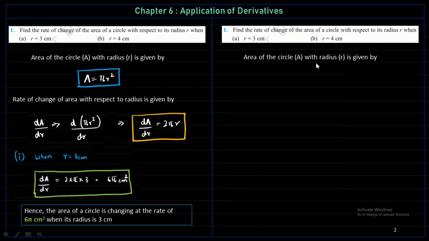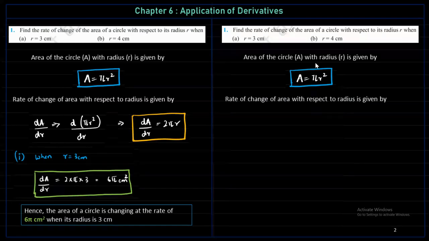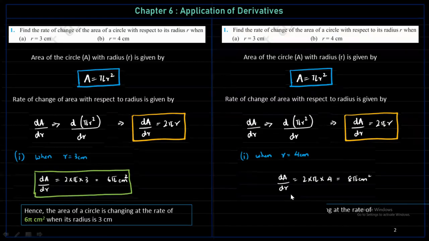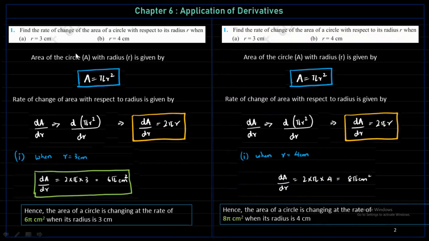Again, area of the circle with radius r is given by A is equal to pi r square. Differentiate with respect to r. So dA over dr is going to be equal to pi r square differentiated with respect to r, which is 2 pi r. 2 multiplied by pi multiplied by 4 is going to be 8 pi centimeters squared, because we are talking about the area. So this is how we solve both of the questions. A and B, both of them I have solved. I will be sharing all of them later on. You can make a note later.